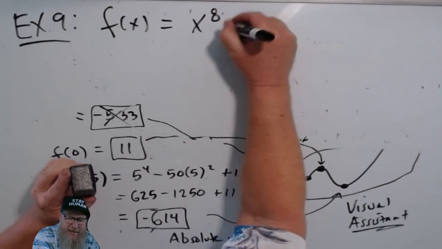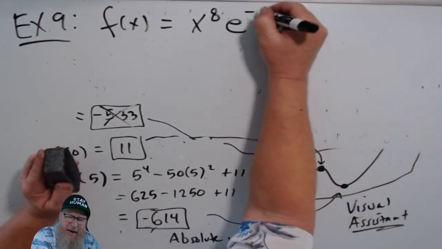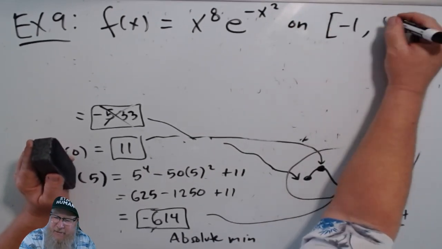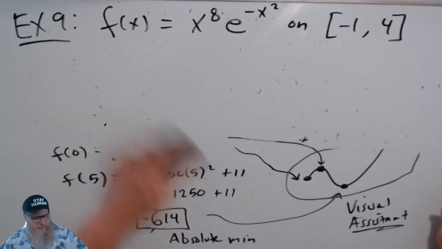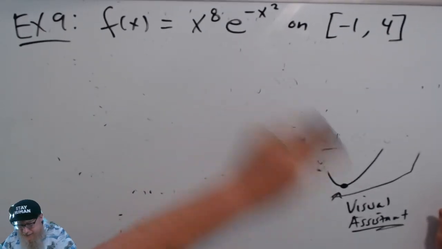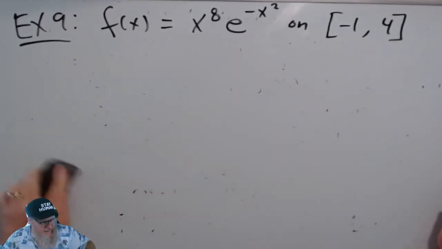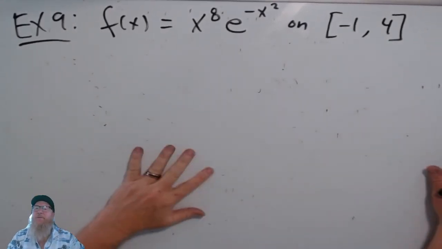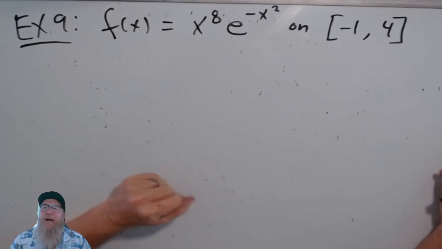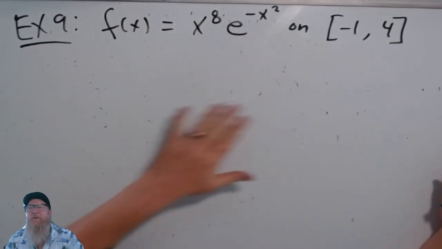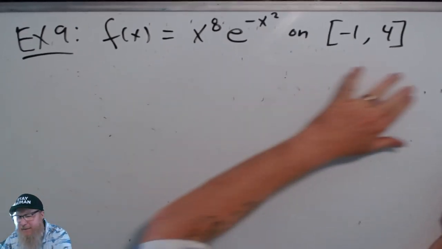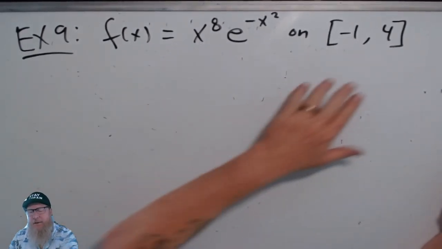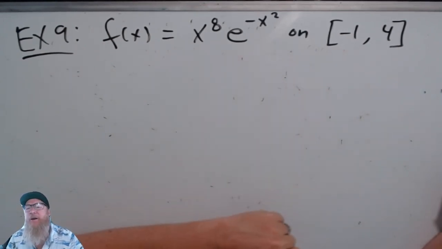X to the 8th e to the negative x squared on the interval negative 1 to 4. So we haven't seen any of these in this lecture, and I just want to make sure that I get them in there because we may be using these types of functions for applications. In fact, I think we might have already seen some like this in the law of diminishing returns. But let's talk about closed intervals now and the theorem.